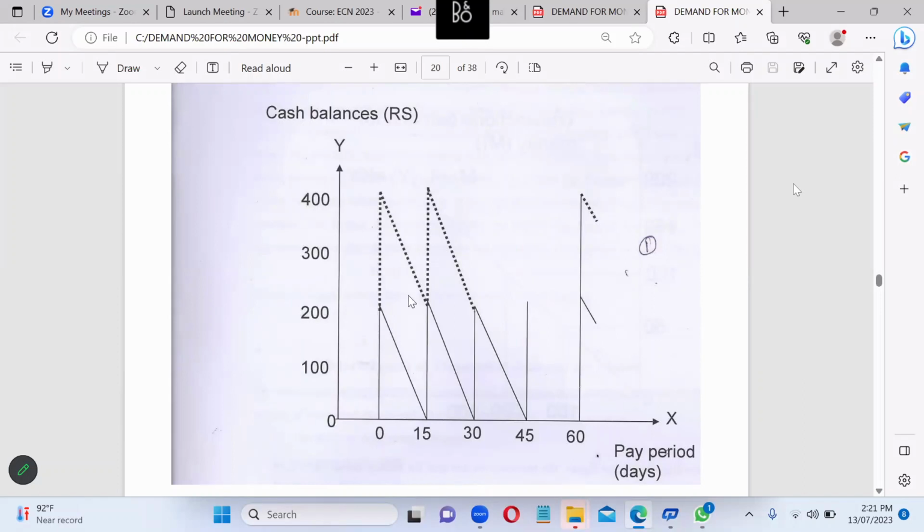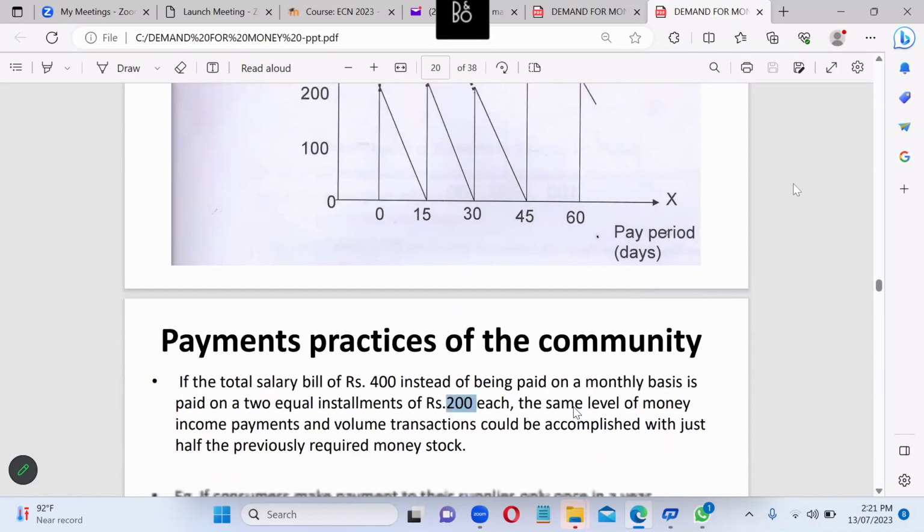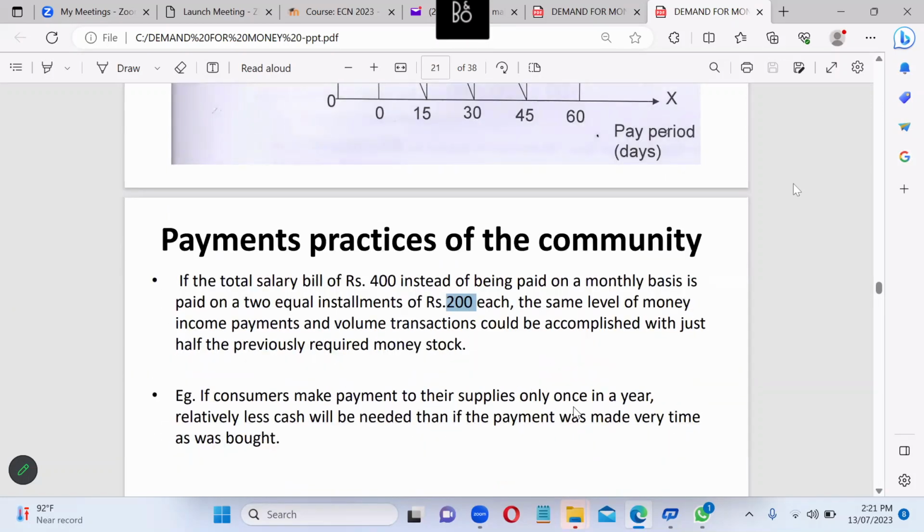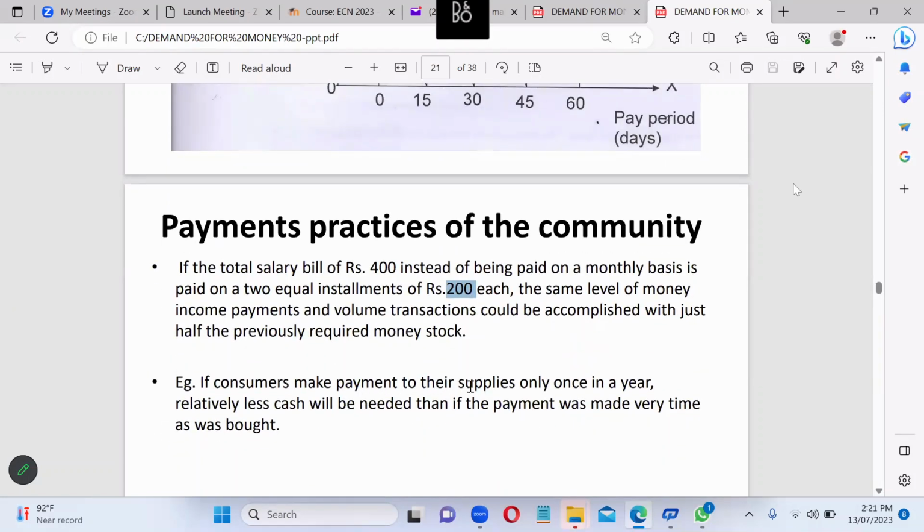That is the interval: how you are sharing your money or income over a particular month, week or days. For example, if a customer makes payment to suppliers only once in a year, relatively less cash will be needed than if payment was made every time something was bought.